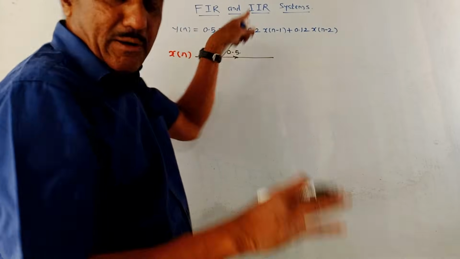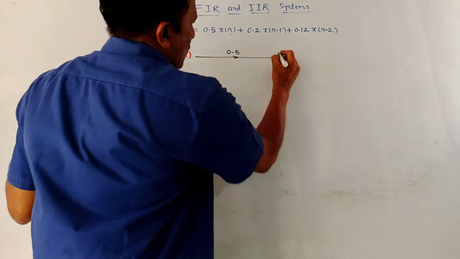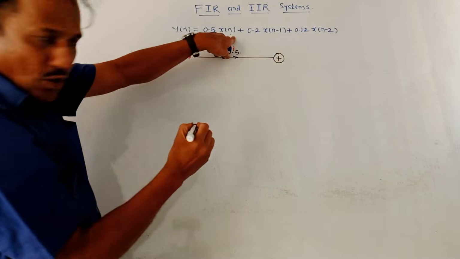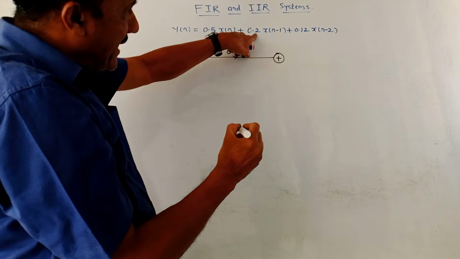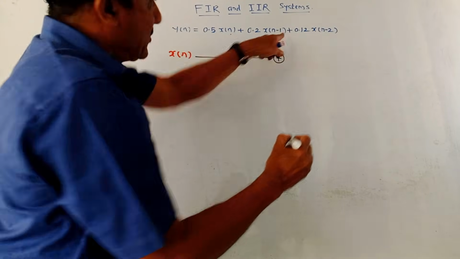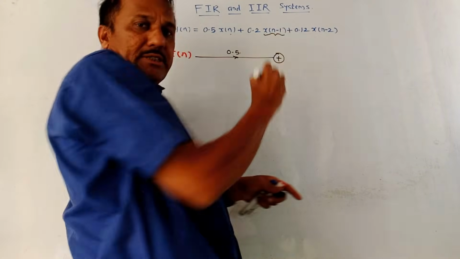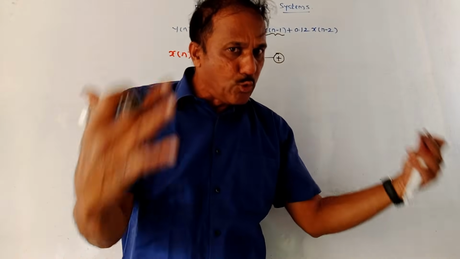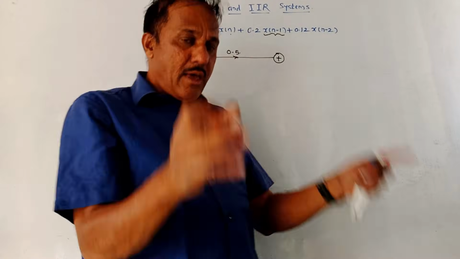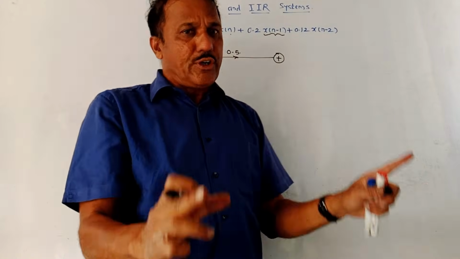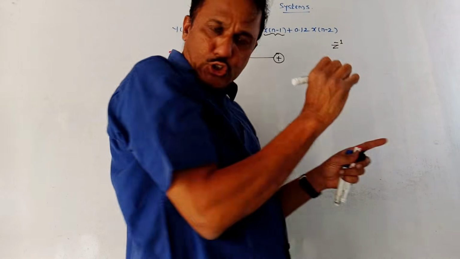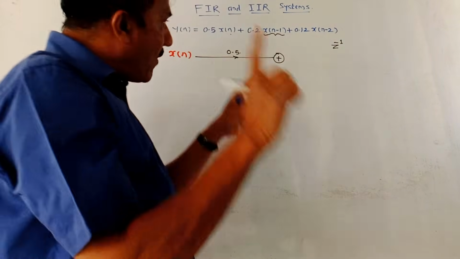Now a plus sign is there. Plus sign indicates addition. So I will mark one adder over here. So I have drawn the first term. It should be added with 0.2 x of n minus 1. Now observe this term. Just now I mentioned x of n minus 1 represents the past input term. Rather, it is a delayed term. Every delay is denoted by the symbol z raised to minus 1. So z raised to minus 1 indicates delay by 1.